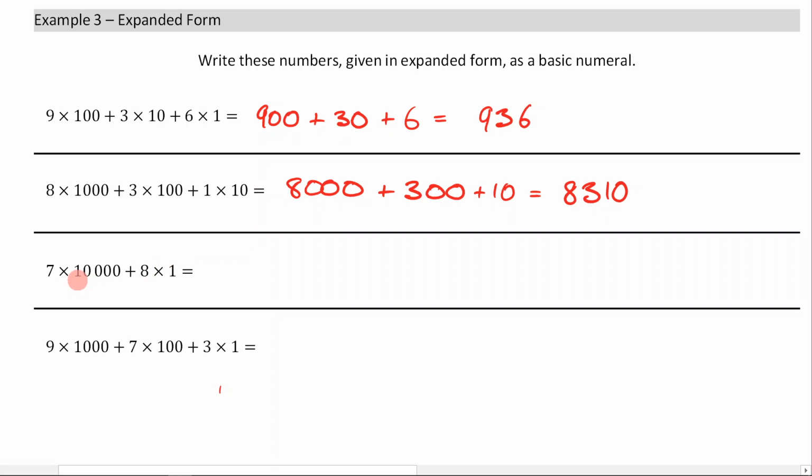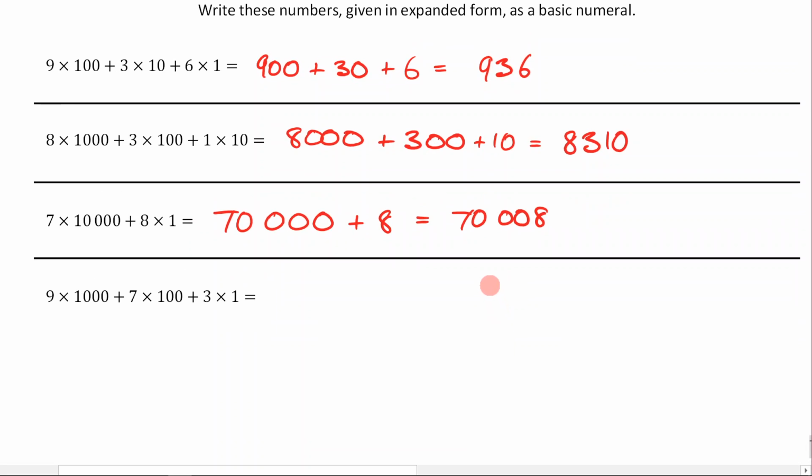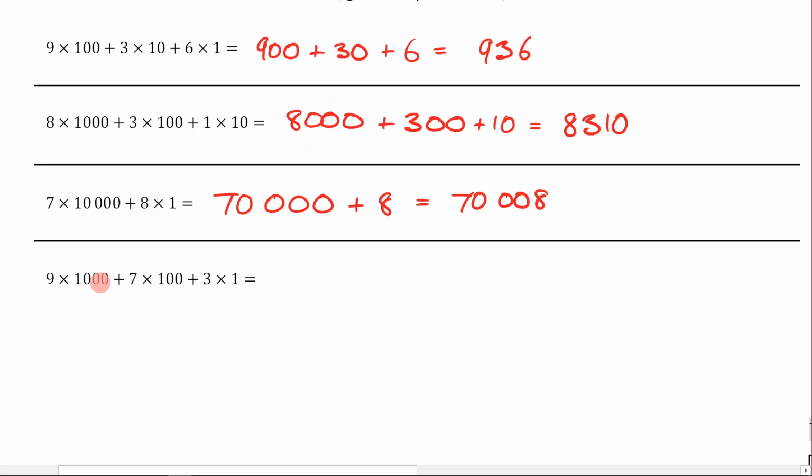Next, I have 7 times 10,000, that's 70,000. 8 times 1, well, that's just 8. So I'm going to have a lot of zeros here. So it's just going to be 70,008. That's it.